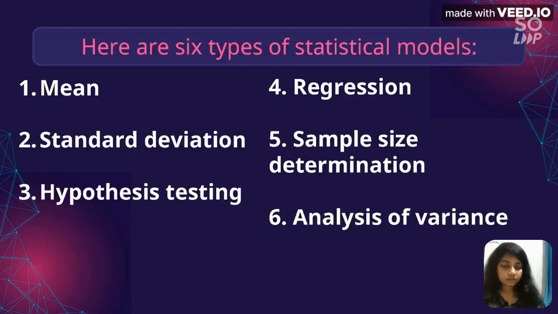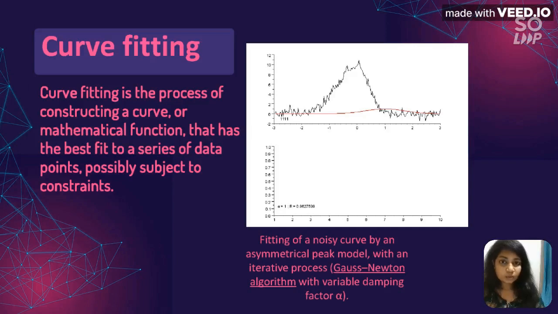Here are six types of statistical models: mean, standard deviation, hypothesis testing, regression, sample size determination, analysis of variance. Let us move on to the topic curve fitting. Curve fitting is the process of constructing a curve or mathematical function that has the best fit to a series of data points, possibly subject to constraints. Here is an example of fitting a noisy curve by an asymmetrical peak model within an iterative process.